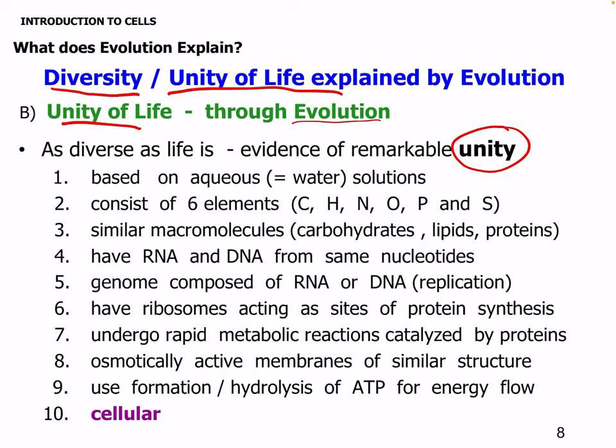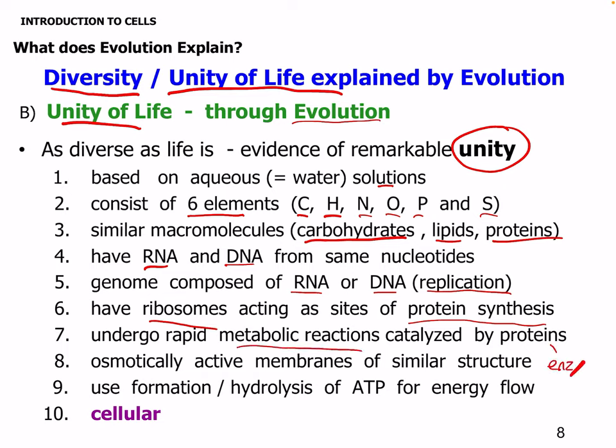Life is essentially based on aqueous or water solutions. We all consist of six elements: carbon, hydrogen, nitrogen, oxygen, phosphorus, and sulfur. We have similar macromolecules, including carbs, lipids, and proteins, which we'll talk more about in other lectures, and metabolism. We all have RNA and DNA made from the same nucleotides. Our genome is composed of RNA or DNA, passed on through replication. We have ribosomes acting as sites of protein synthesis, which we'll talk about as well. We undergo rapid metabolic reactions catalyzed by proteins, so these are enzymes.